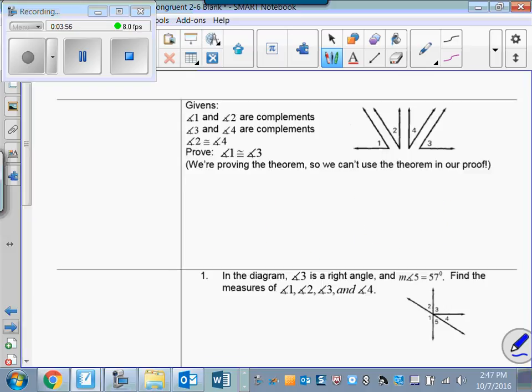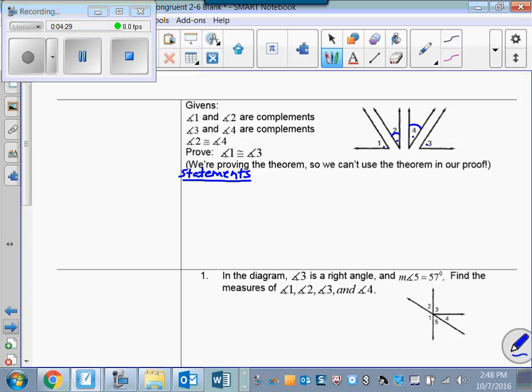Okay, well, a couple more proofs and then we should be done for the day. Let's see what we have here. Angle 1 and 2 are complementary, 3 and 4 are complementary, angle 2 is congruent to angle 4, so I'm going to mark that. Prove that angle 1 is congruent to angle 3. Okay, this is the congruent complements theorem, so I cannot use that theorem in my proof. Hopefully I have enough room here. I'll try to write small.